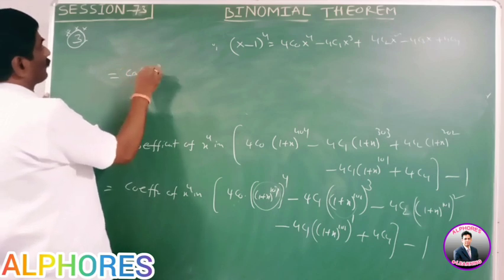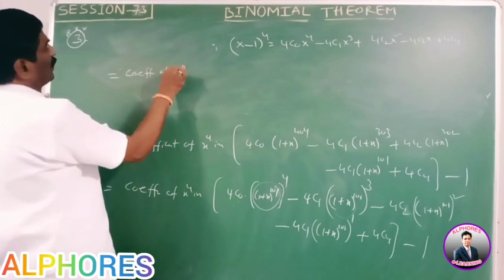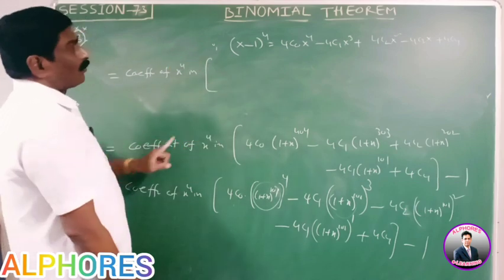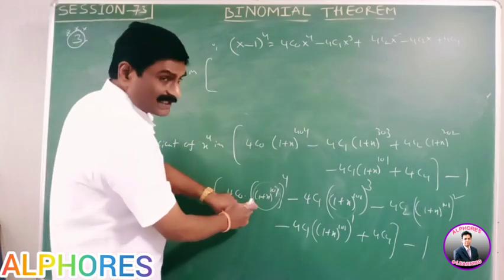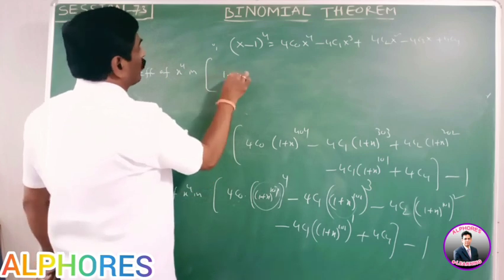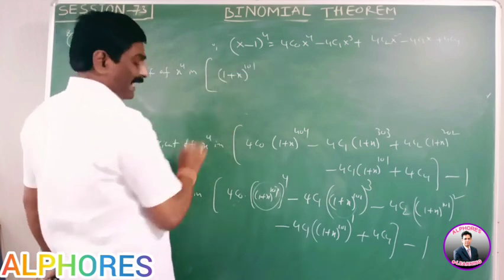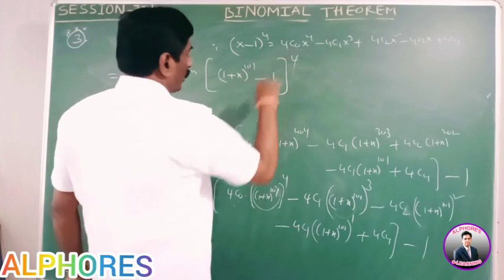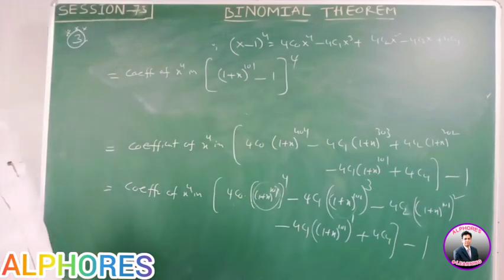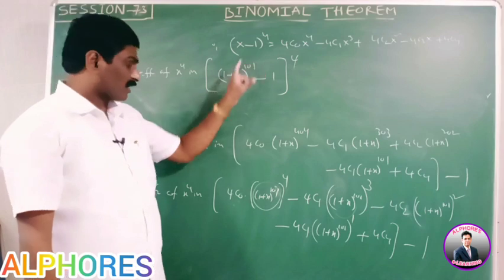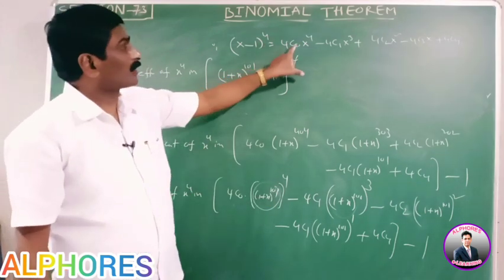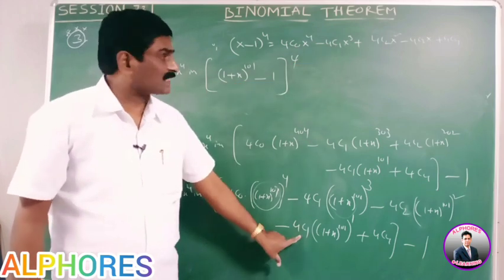Coefficient of x power 4 in ((1 + x)^101 − 1)^4. What is the value of x here? Please observe this value. Any doubt? Here (1 + x)^101 − 1 is the x. It is in the form of 4C0 into x power 4 minus 4C1 into this value.